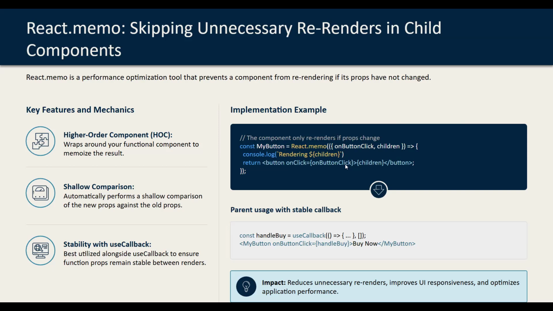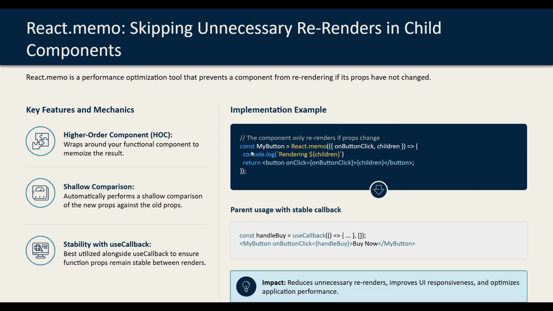So some of the key features of React.memo would be that it's a higher order component, which just means that it wraps a functional component and memoizes it. And second, it performs a shallow comparison of old properties versus the new ones. And then the third point is kind of a big one. It works best when function properties are stable, which is why it is so commonly paired with useCallback.